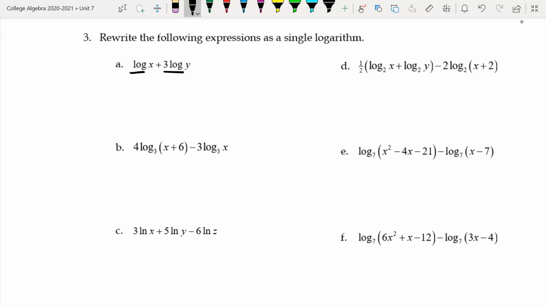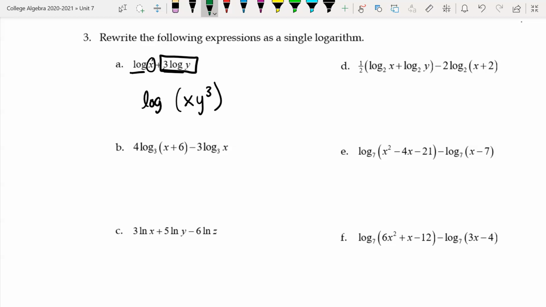So you see how they both have log in it? So I'm going to start the equation with log, and then I'm not going to write log ever again. So now I got to look at the x and the 3 log of y. So if it's a plus sign, that means I'm going to multiply. So I'm doing x times y to the third. The 3, remember out front, is the exponent on that specific log.